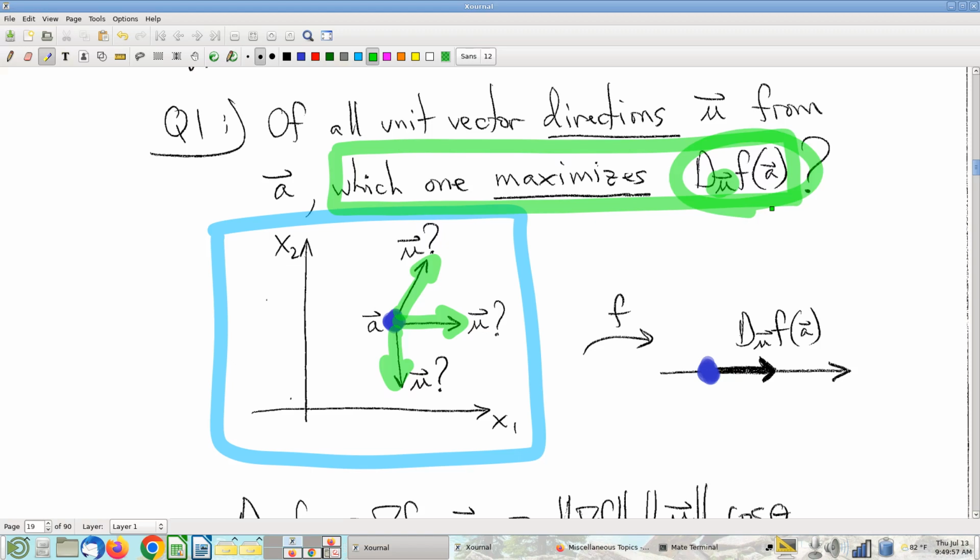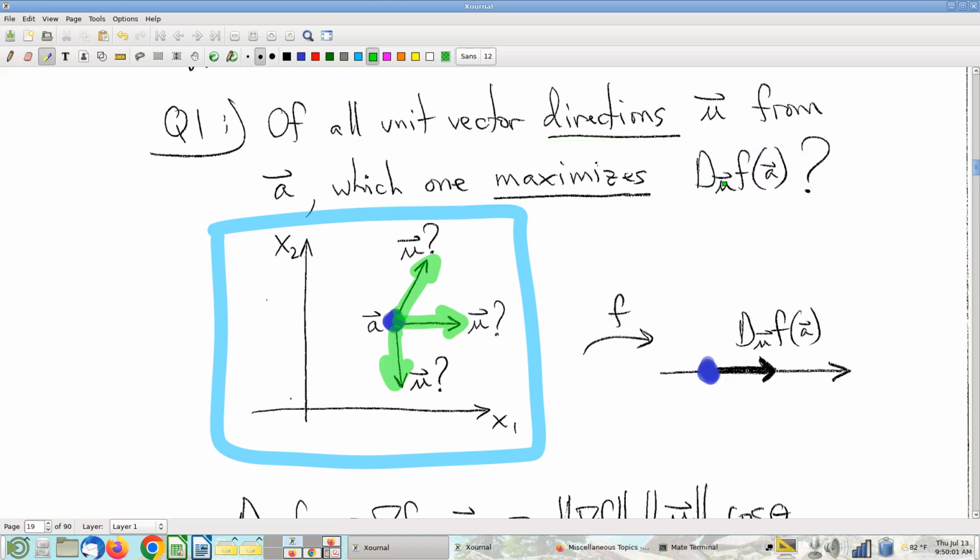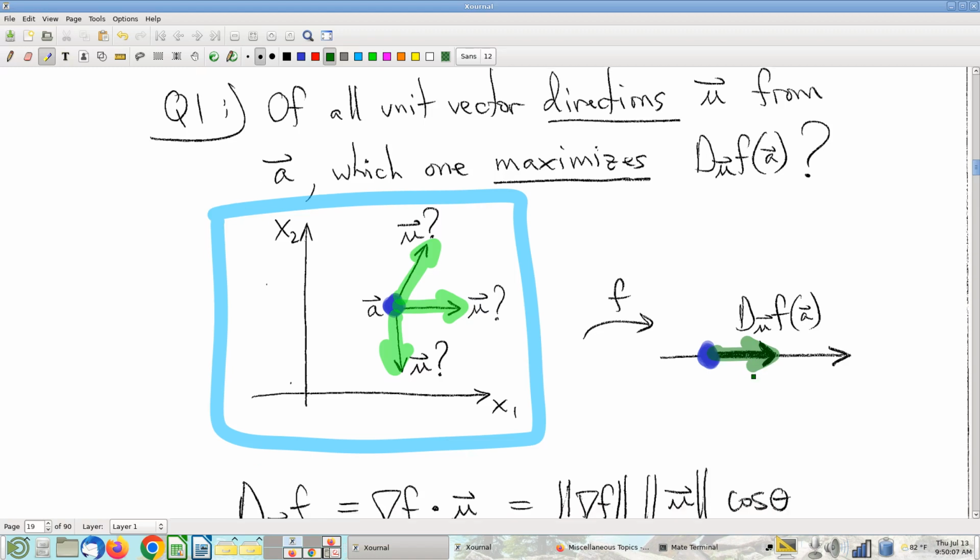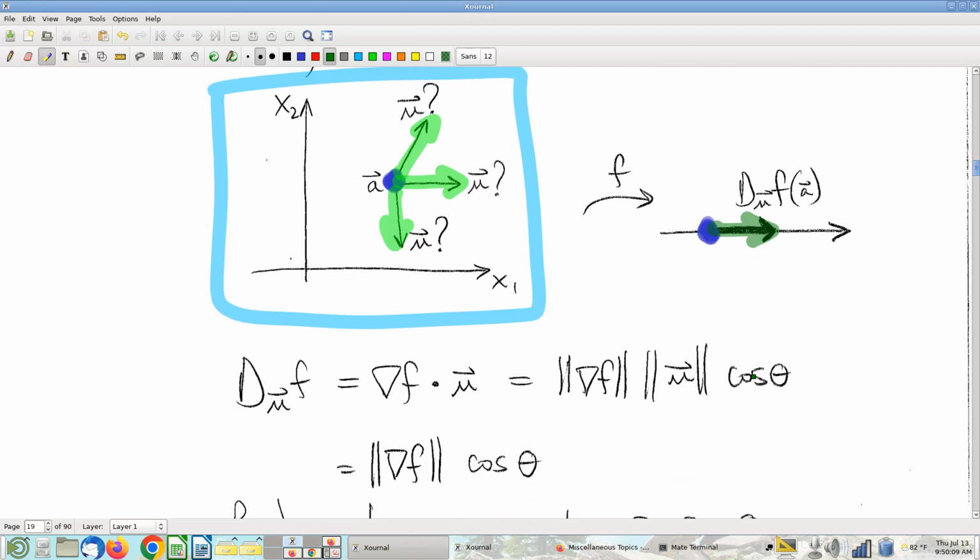Is everybody on board? Okay. So reasonable question. How do we maximize the directional derivative? Keeping in mind that the directional derivative is the rate of change of the output. Okay, well, nothing to it. Directional derivative. We have a formula. Boom.